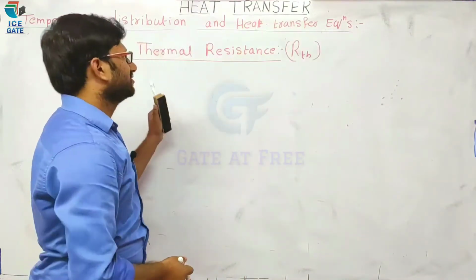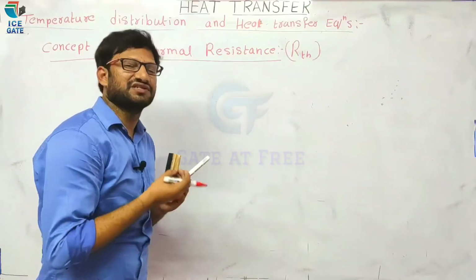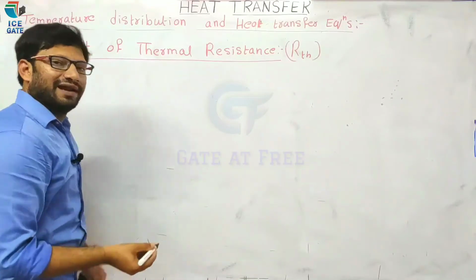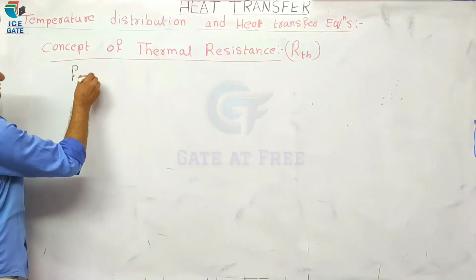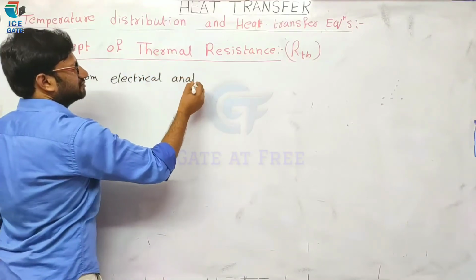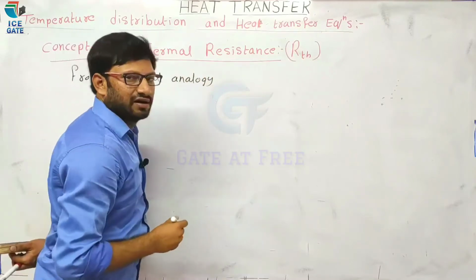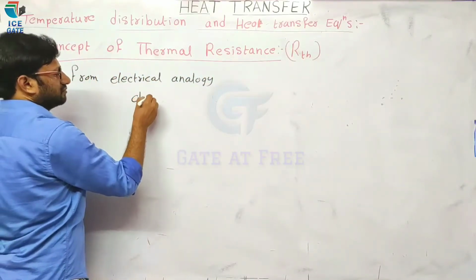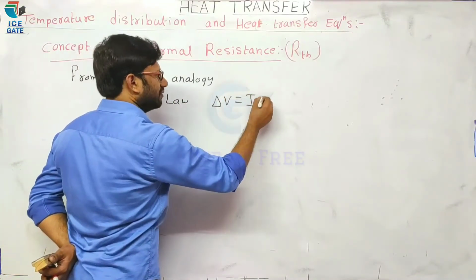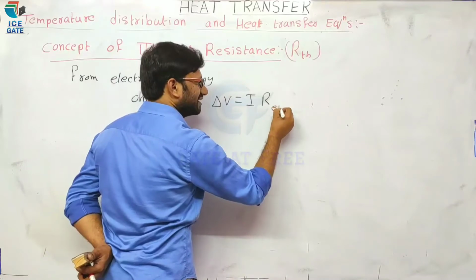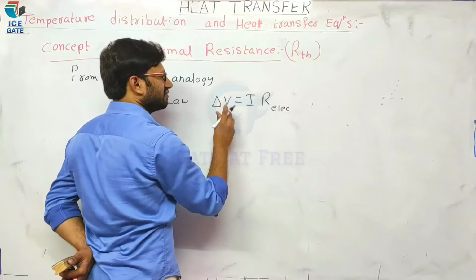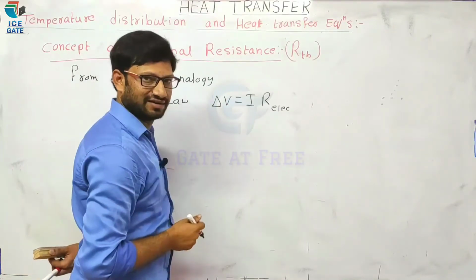The next topic, the concept of thermal resistance. This is very important. Now, from the electrical analogy, Ohm's law gives delta V equal to IR. Here R is electrical resistance, delta V is the voltage drop or potential difference, and I is current.